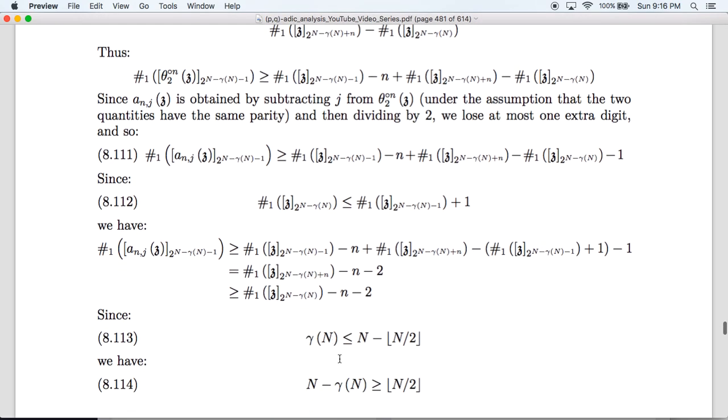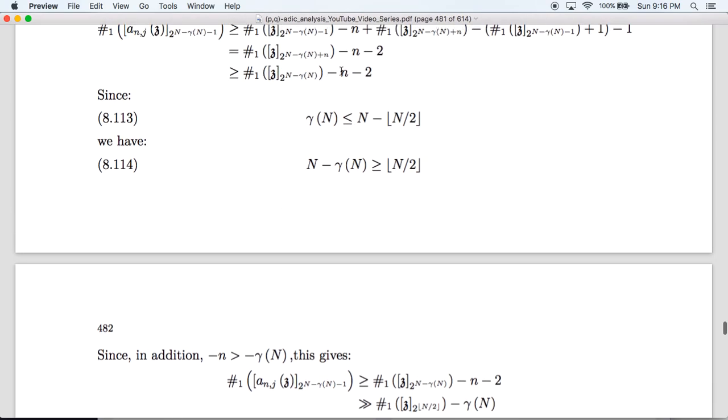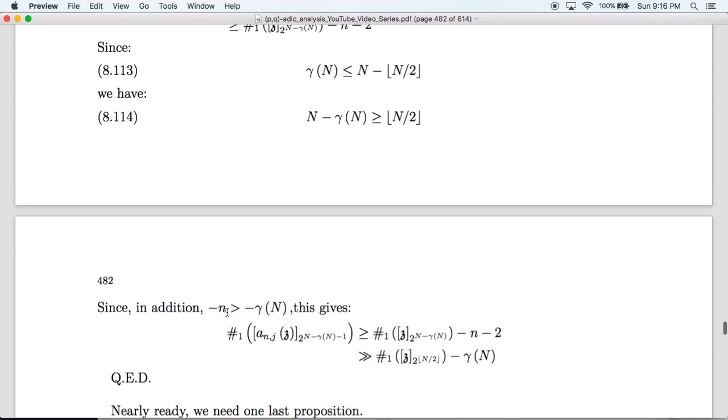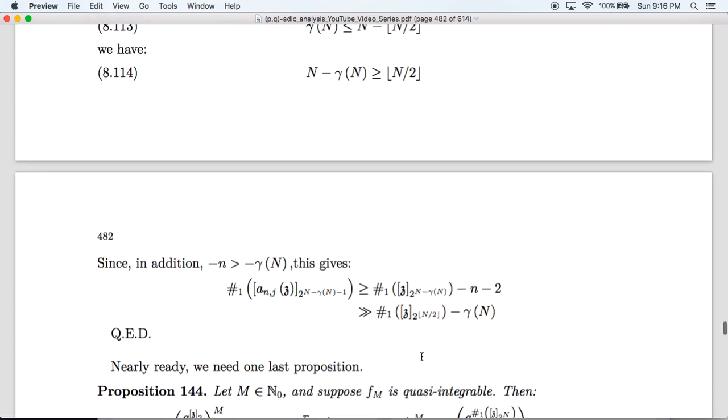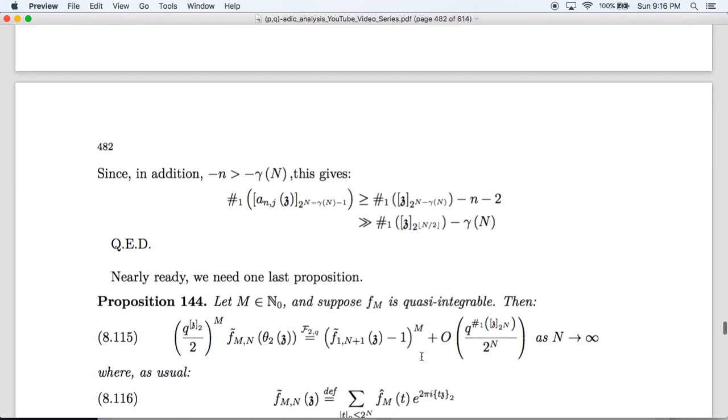And then we just use this inequality on gamma of big N, which we rearrange. And then we have this thing, so we go from there. We get, and n is less than gamma of big N, which flips to that, and then that gives us our inequality. Okay, so then with that proposition, our lemma is fully proven. We're nearly ready. We just have one last thing to do.